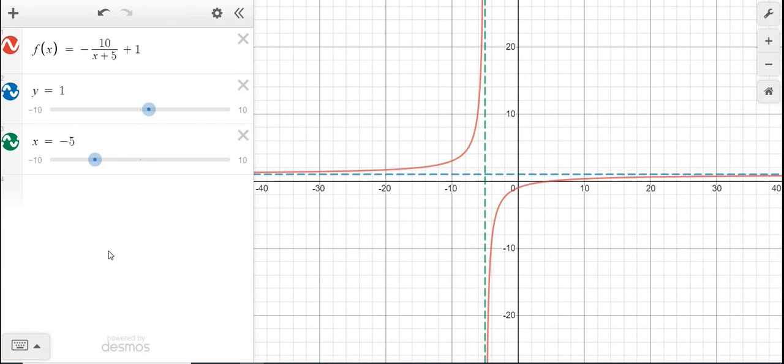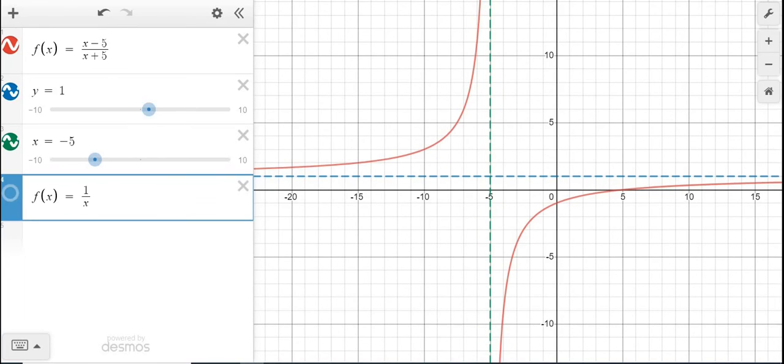So let's compare this graph to the graph that we had originally. So here's the graph that we had originally, which was for the function x minus 5 divided by x plus 5. And here we can see that we have a horizontal asymptote at y equals 1, and we have a vertical asymptote at x equals -5. And then notice some of the points that this seems to pass through. This seems to go through the point -15, comma 2.